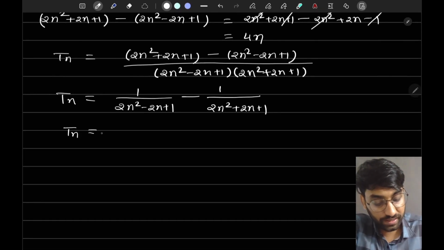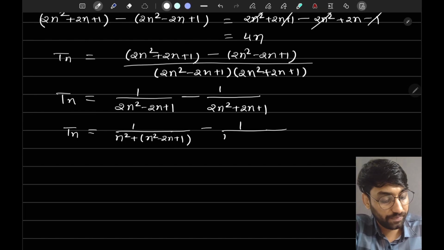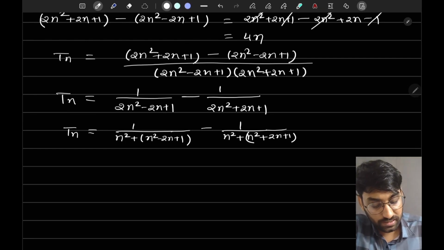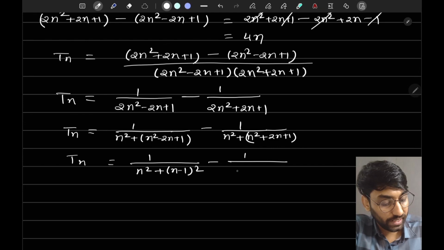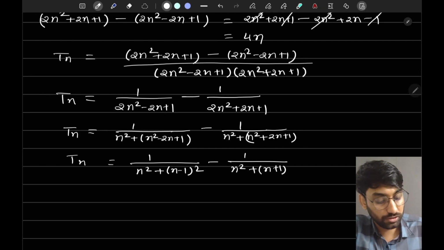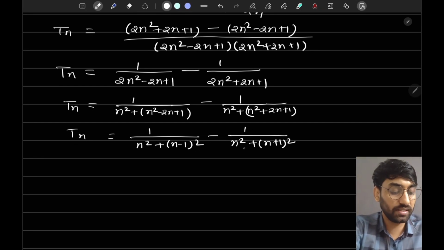Now observe here. This is 2n² − 2n + 1. If you closely observe, if I take n² out, I can write n² + (n² − 2n + 1), and similarly for the other one, n² + (n² + 2n + 1). Correct? Now observe, Tn will become 1 upon n² + (n − 1)² minus 1 upon n² + (n + 1)². So I got my Tn as 1 upon (n² + (n − 1)²) minus 1 upon (n² + (n + 1)²).